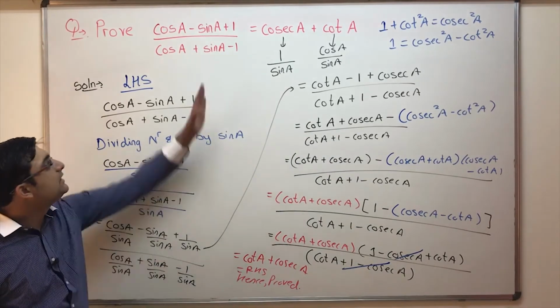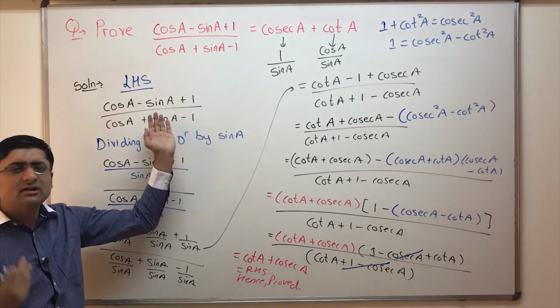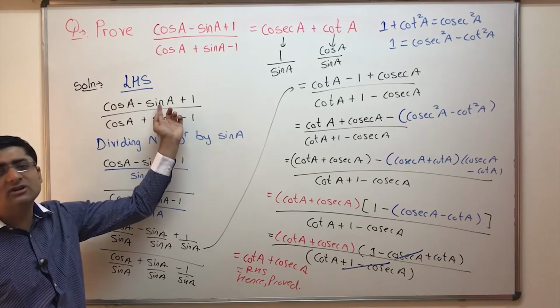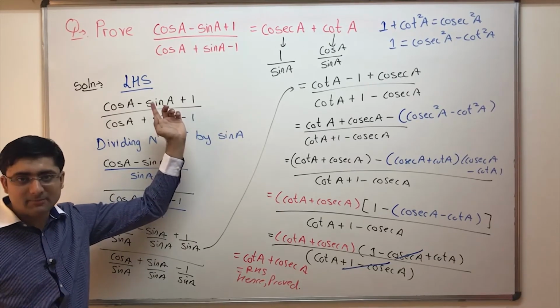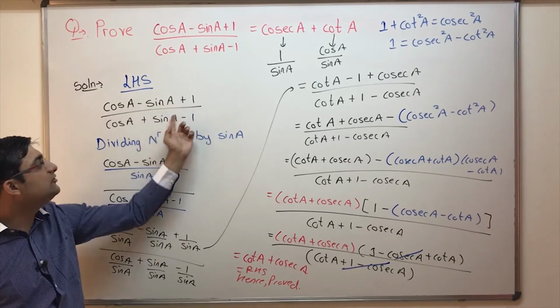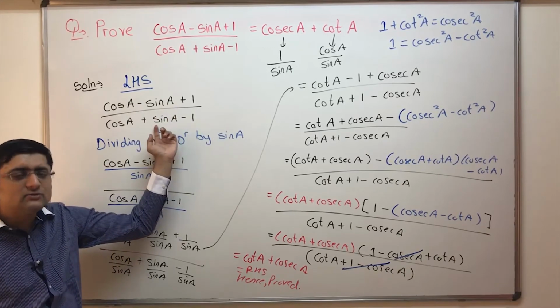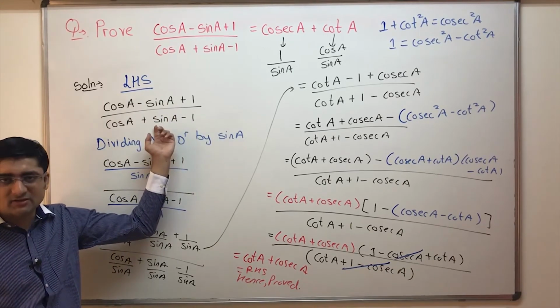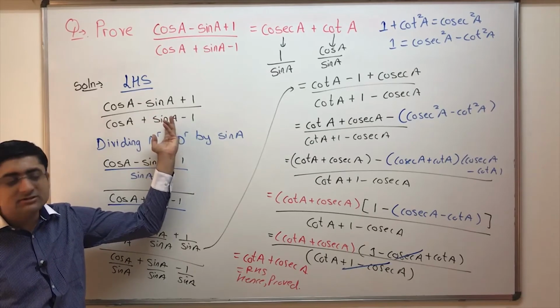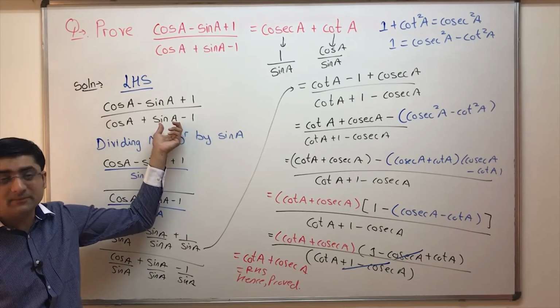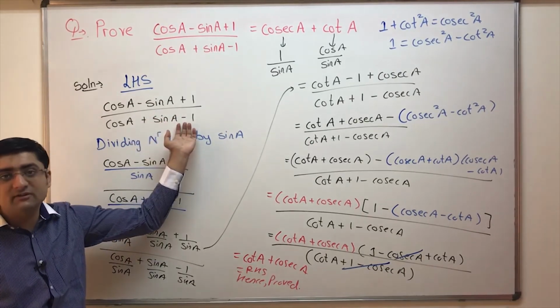So let me do a recap. The first step is copy down your LHS. Now the first thing we look for is any trigonometric ratio in the square form, so we can directly apply an identity, but clearly neither trigonometric ratio is in the square form. Next we convert everything to sine and cos. Now everything is already in sine and cos. Next we try to simplify the denominator. Now we have three terms over here, so it's pretty difficult to simplify.